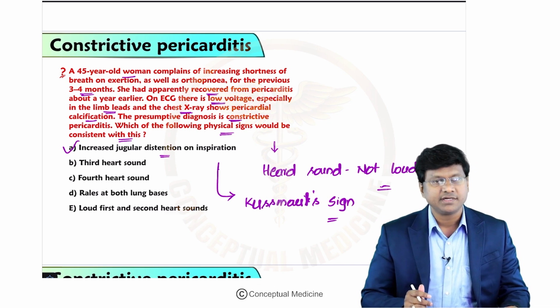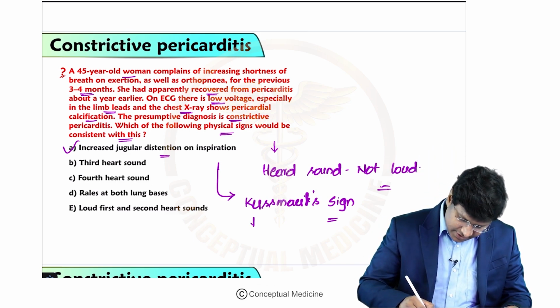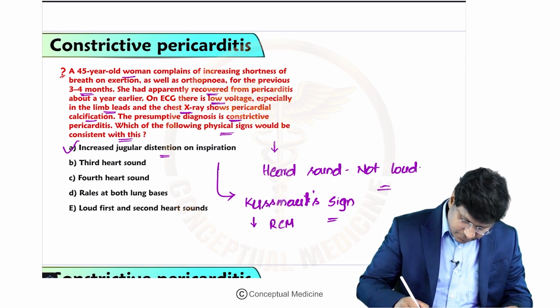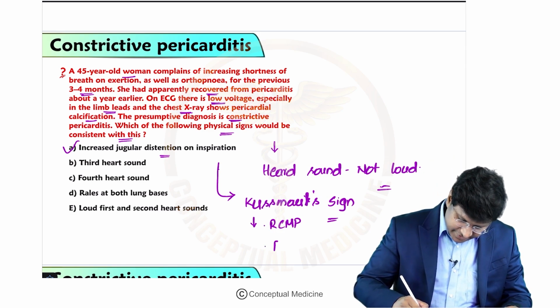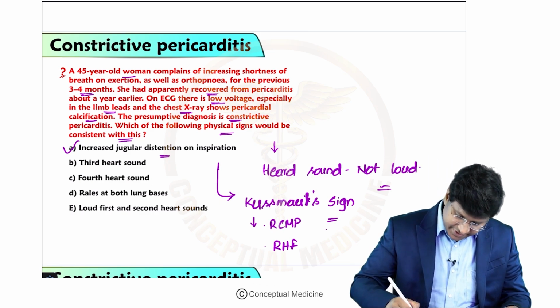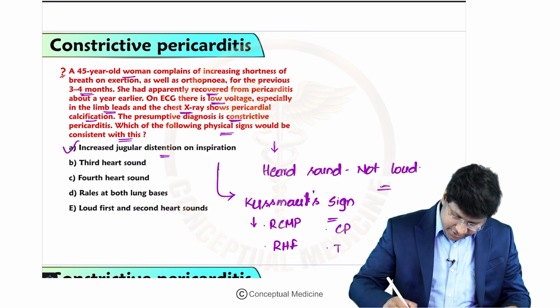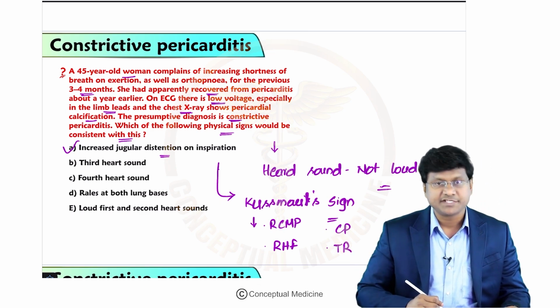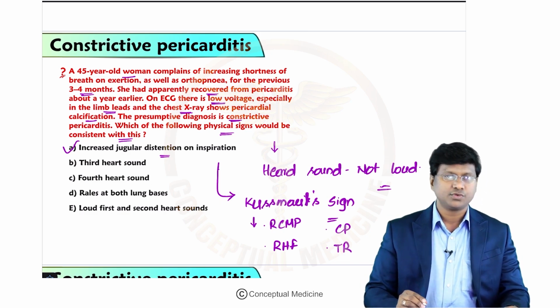There are many other clinical conditions where you have the presence of the Kussmaul sign. Kussmaul sign is also seen in restrictive cardiomyopathy, right heart failure, constrictive pericarditis, and tricuspid regurgitation. So these are all the conditions where you have the presence of the Kussmaul sign.